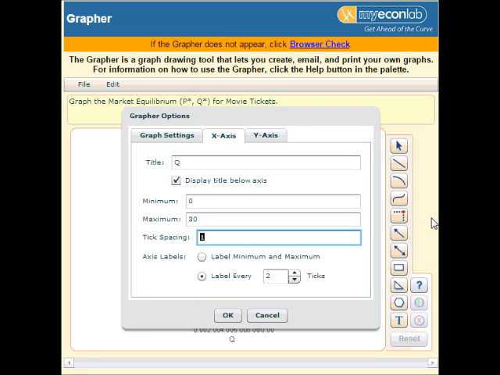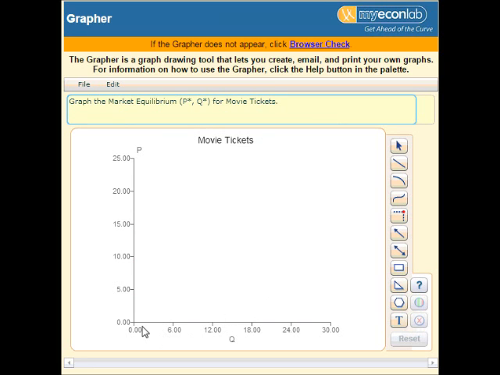And with getting 5 ticks, it sounds like we should be doing a tick space every 6, and let's go ahead and label every 1. And so, yep, if you see, the horizontal is now a little bit wider than the height on the vertical. And so, okay, we've got our price, which is the thing that we're measuring vertically. We've got our quantity, the thing that we're measuring horizontally. We're measuring the market for movie tickets.